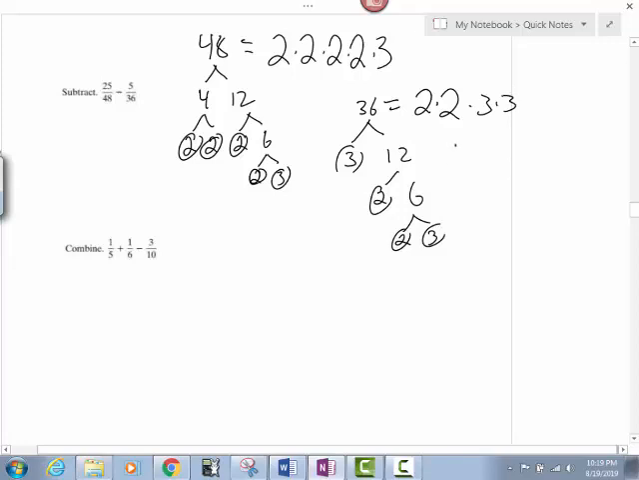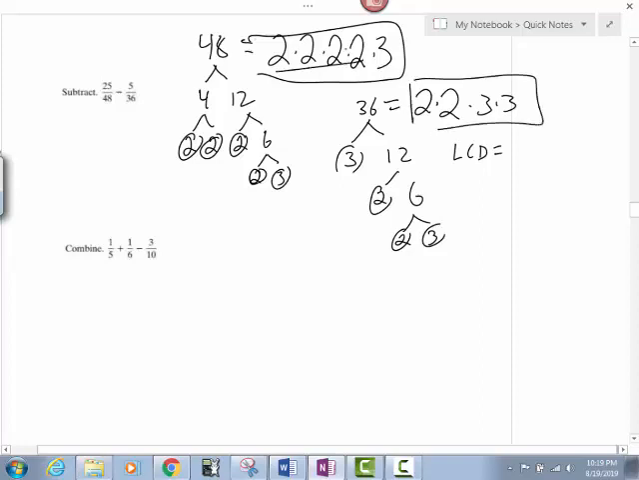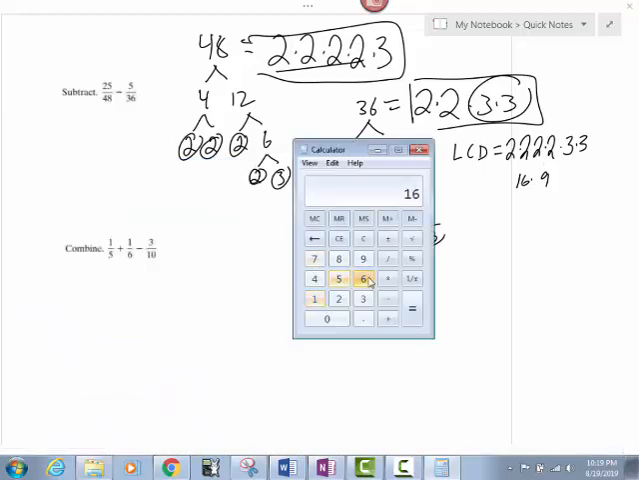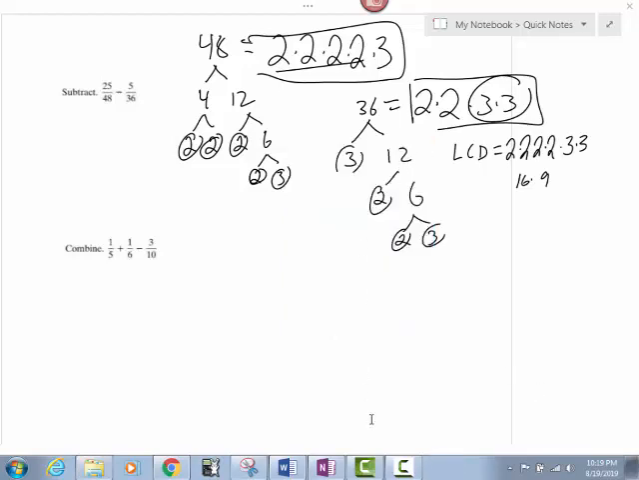So my LCD, first thing we're going to do here, we're going to find our common denominator. We'll look at this box, look at that box. Well, that's the most 2s I got, so I need 4 of them. And this one has more 3s than that one, so I need 2 of them. So 2 times 2 is 4, times 2 is 8, times 2 is 16. 3 times 3 is 9. And if I take my calculator here, I'm going to multiply 16 times 9. That gives me 144. That's my common denominator.